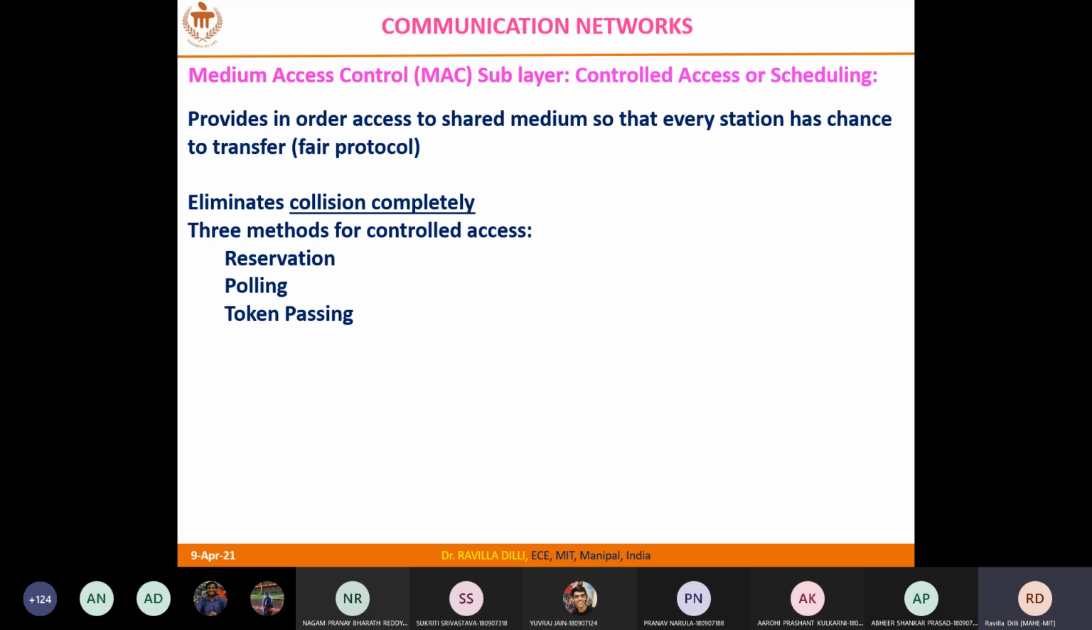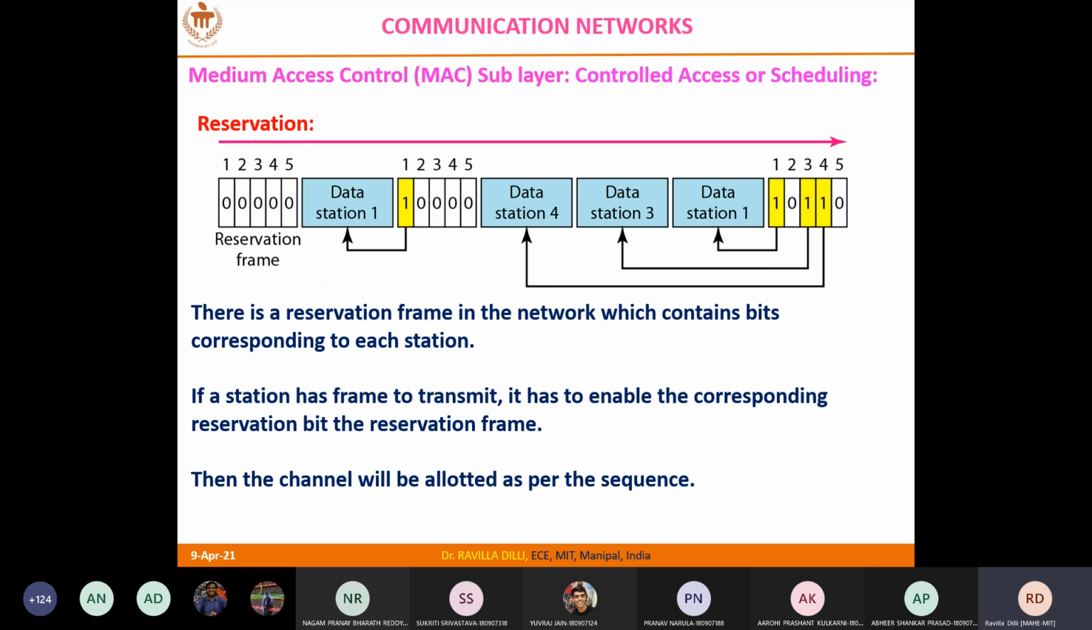So what is reservation? There is a frame called the reservation frame, which is continuously present in the network. It will revolve in the network. In this example, there are 5 nodes in the network, and each node is assigned 1 bit. This reservation frame is continuously revolving, and whichever node has data to transmit has to enable its bit. By default, it is 0. In this example, node 1 has a frame to transmit, so node 1's corresponding bit is enabled.